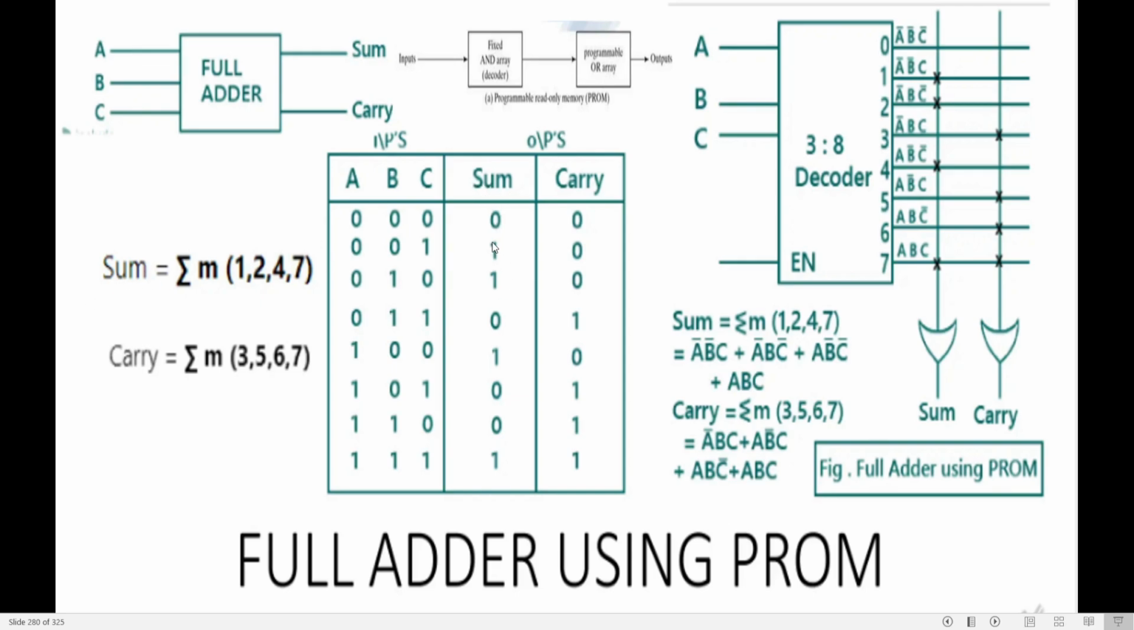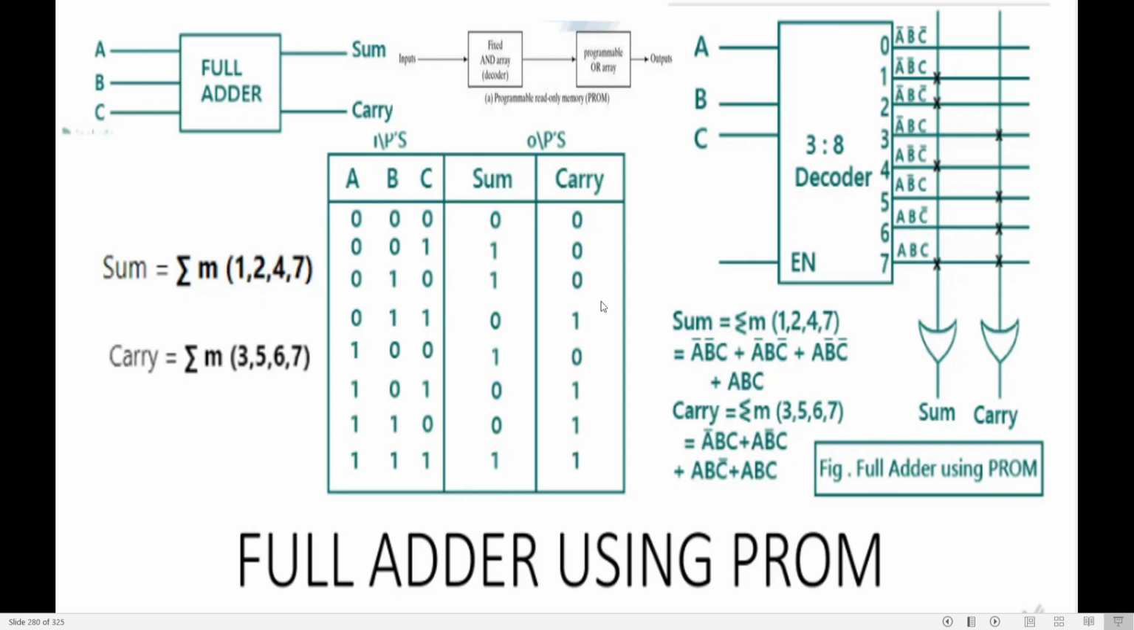Sum is equal to, see the position where it is high. This is 1, 2 and 4. So sum is 1, 2, 4 and you have high here which is 7. So 1, 2, 3, 4 ones. So 1, 2, 4 and 7 for sum.